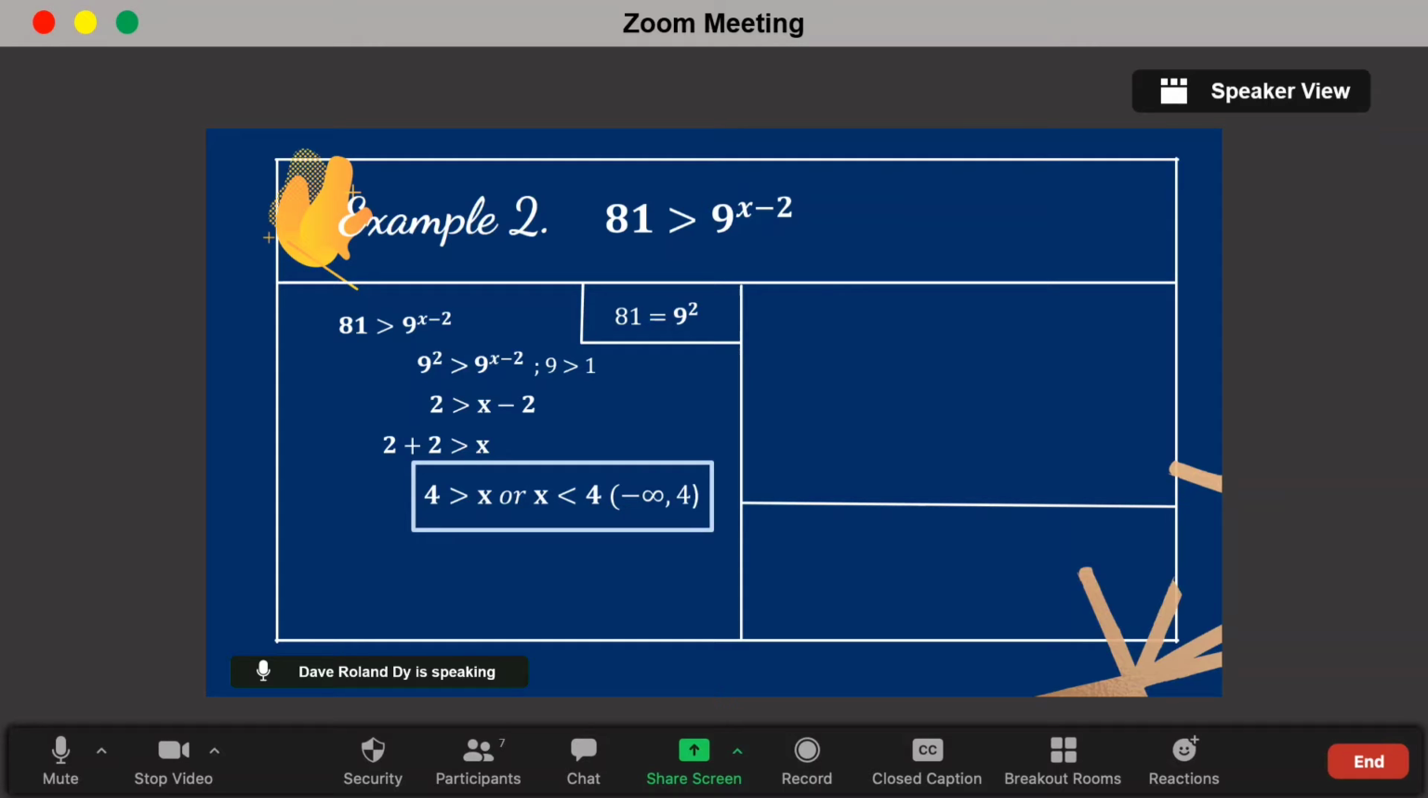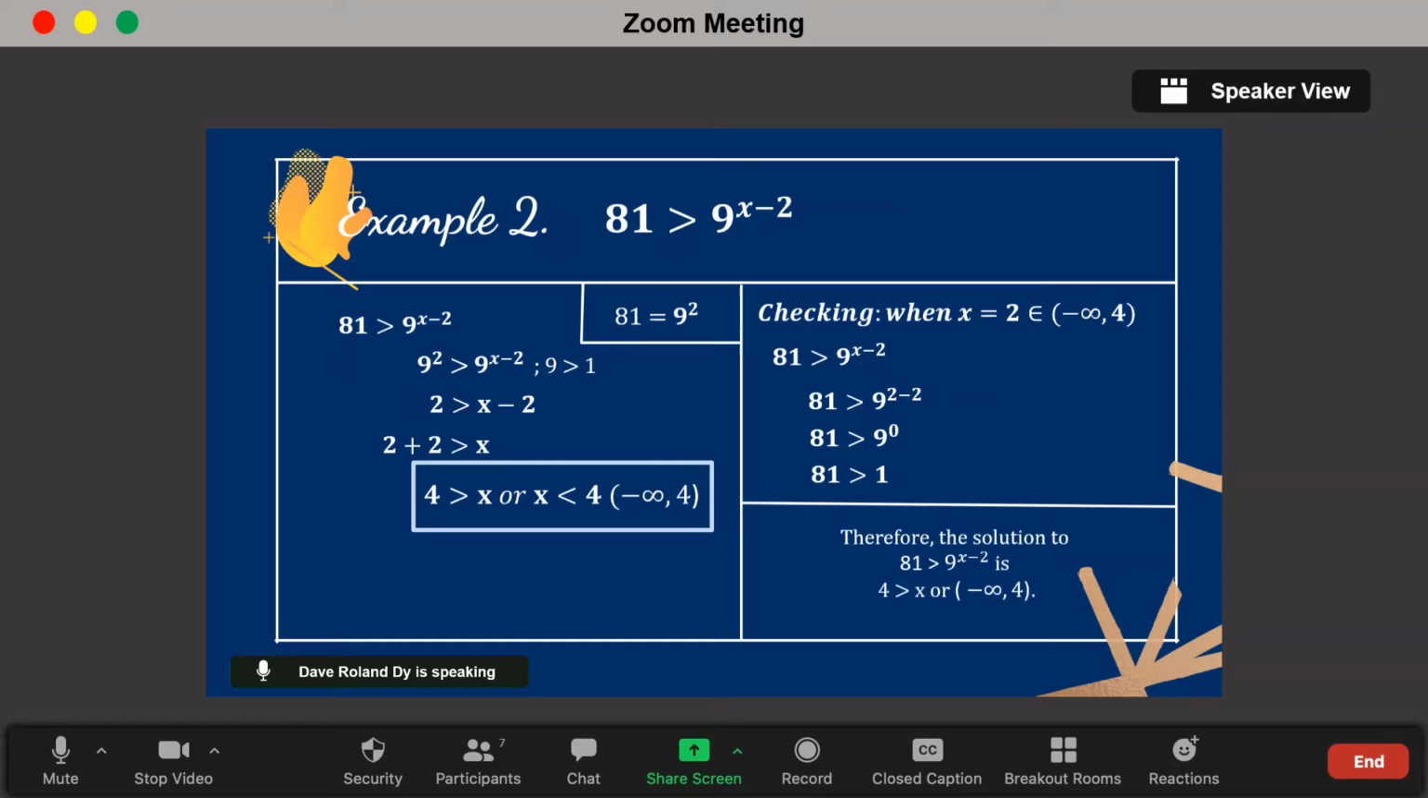To check our answer, let x be equal to 2. We substitute 2 for x in 9 raised to the power of x minus 2. So we have 81 is greater than 9 raised to the power of 2 minus 2. After we compute it, it should give us 9 raised to 0, and anything raised to 0 is always equal to 1. Thus, we have 81 is greater than 1, which is a true statement. Therefore, the solution to the inequality 81 is greater than 9 raised to x minus 2 is x less than 4.